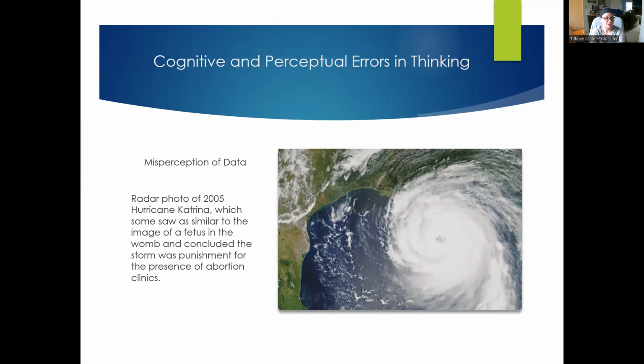Random data, random imagery from a hurricane, contained an image of a fetus in the womb. So therefore, it was obvious to them that Hurricane Katrina was punishment for the presence of abortion clinics. And you could see how, if you take the next step from there, it could be a call to arms to do something about abortion clinics or do something to them. So this misperception of random data that our brains are so hungry for, we're good at creating it. We don't even think twice about it, and it can prompt us to action. Not a great thing to base our actions on, huh?